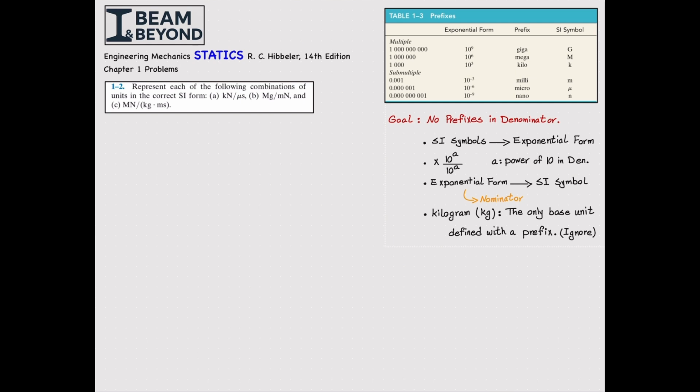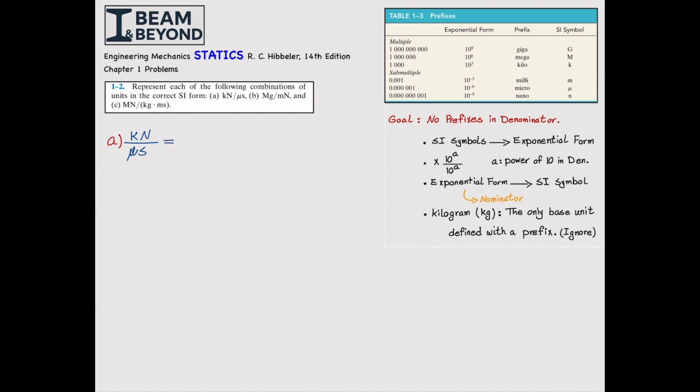meganewton per kilogram millisecond. We have Table 1-3 here, which shows the most commonly used prefixes in the SI unit system. Our goal here is to have no prefixes in the denominator. So in part A, we have kilonewton per microsecond.